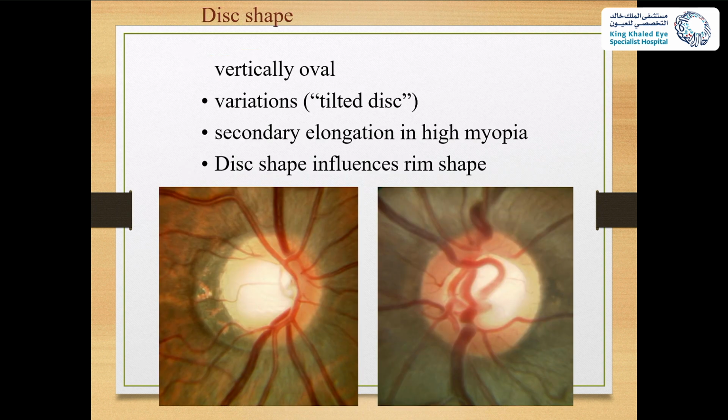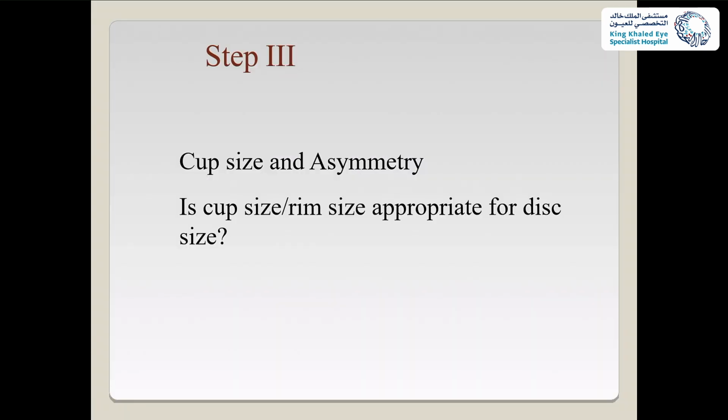For disc shape, whether it's vertically oval, variation with the tilted disc, secondary elongation, especially in high myopia, disc shape influences the rim shape. Step 3, the cup size and asymmetry. Check for the symmetry, whether there is a difference between the right and the left.